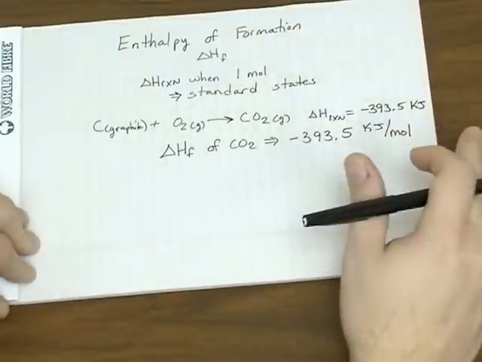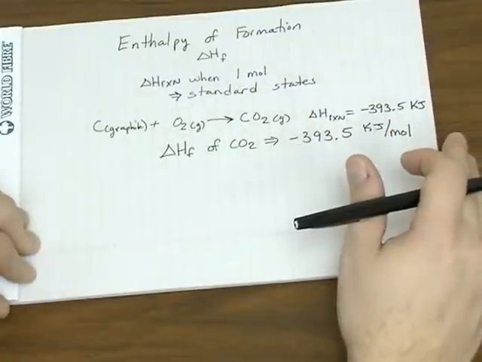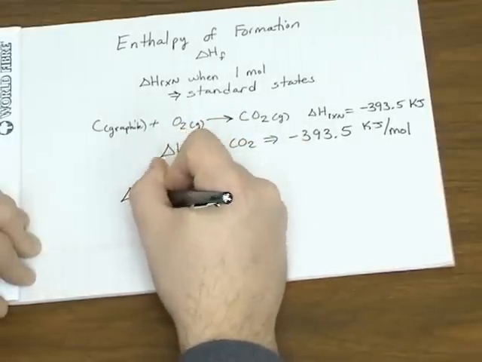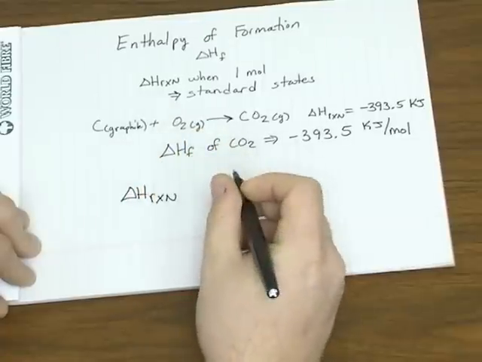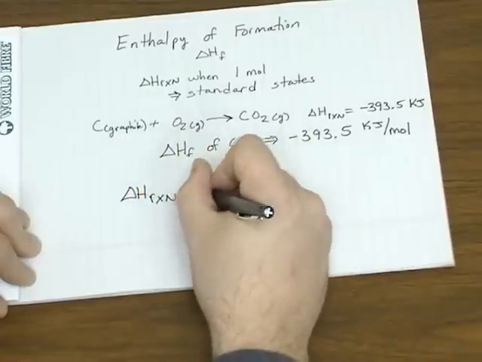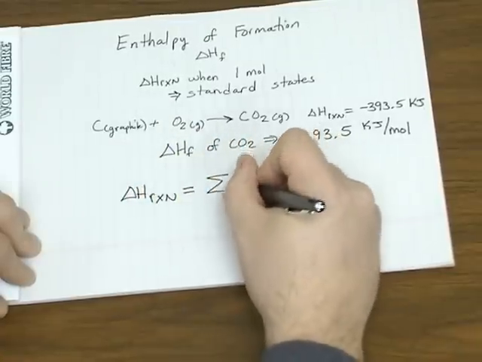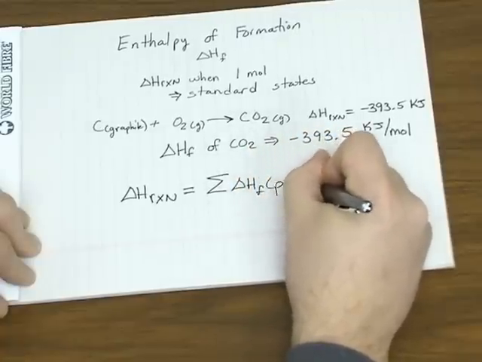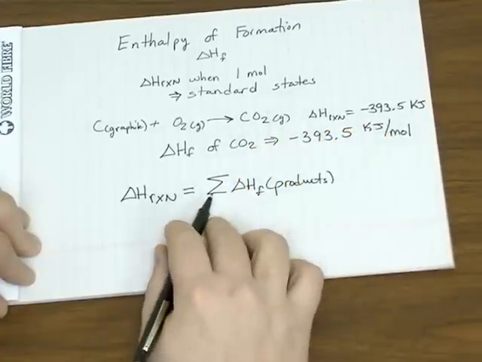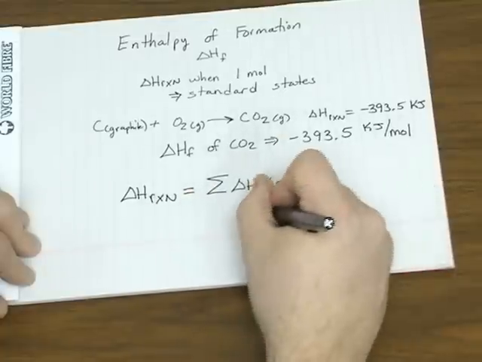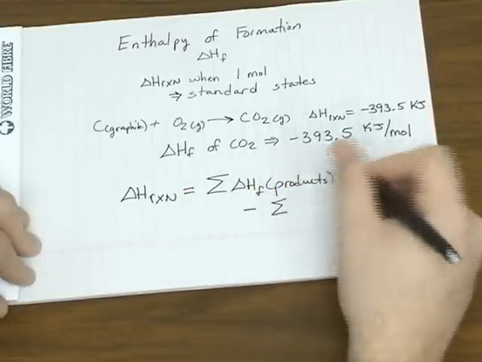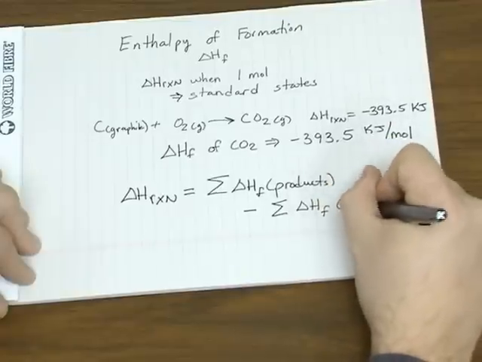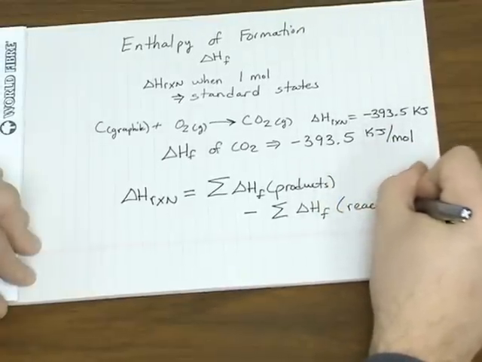So for any other reaction that isn't a formation reaction, you can get the enthalpy change for that reaction by taking the sum of the enthalpy of formation of the products. Sigma in math is often used to represent sum, minus the sum of the enthalpy of formation of the reactants.